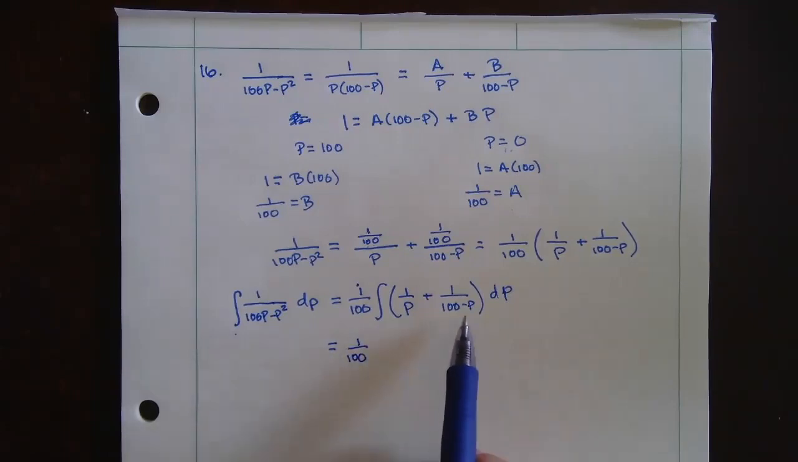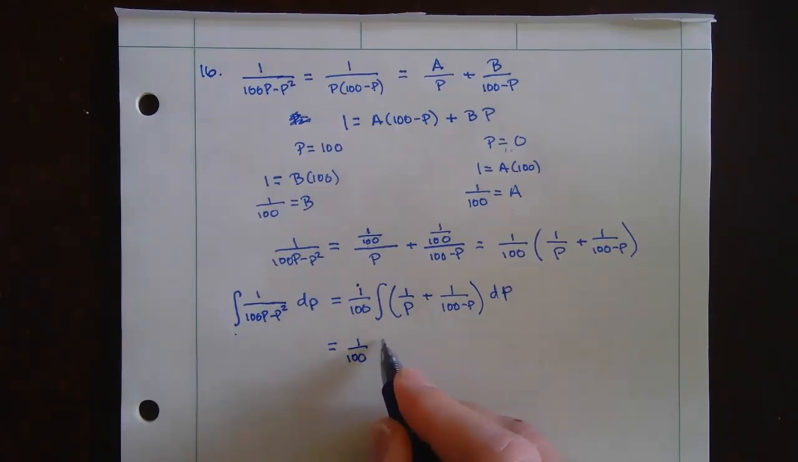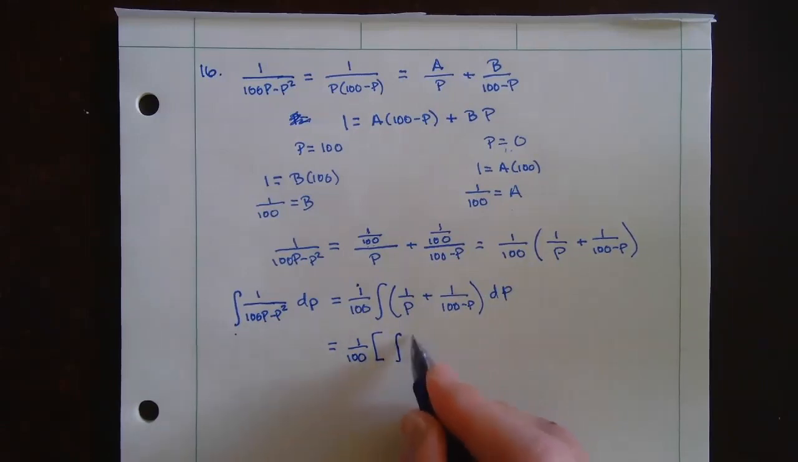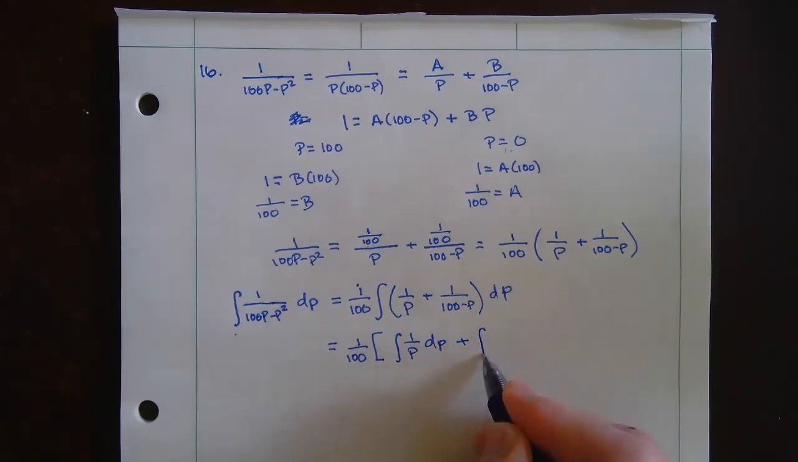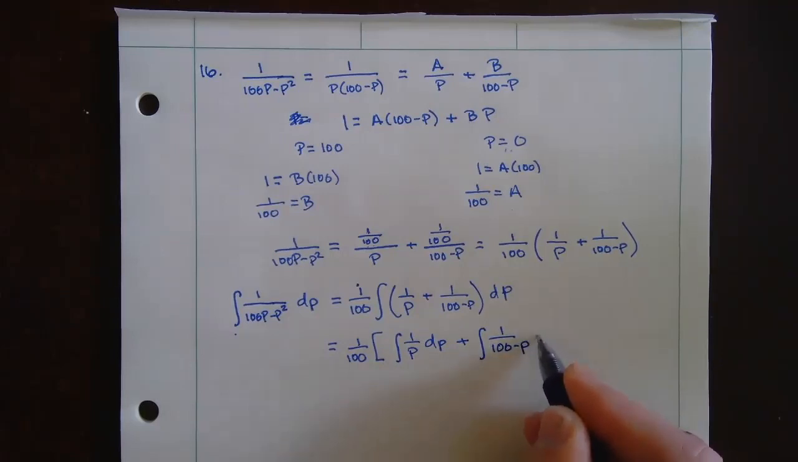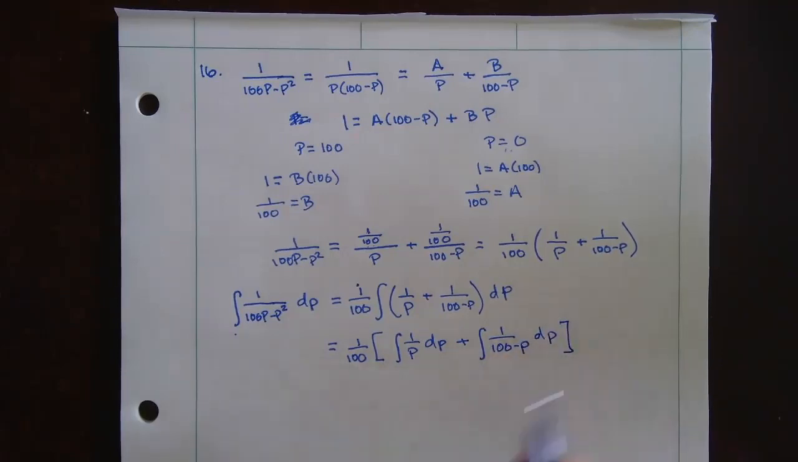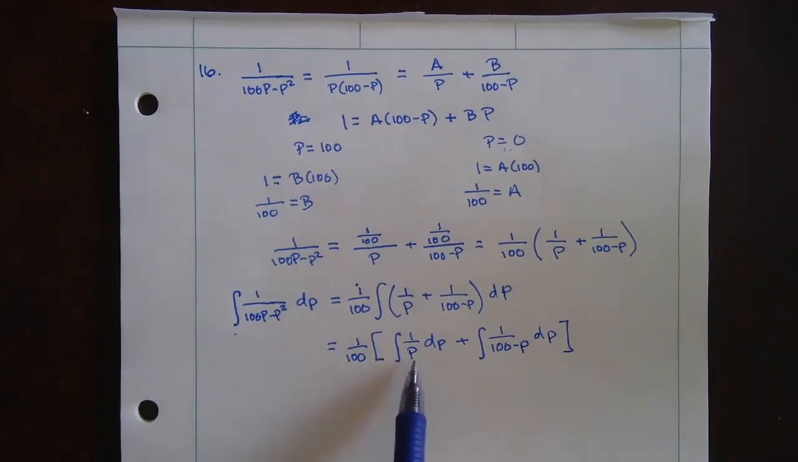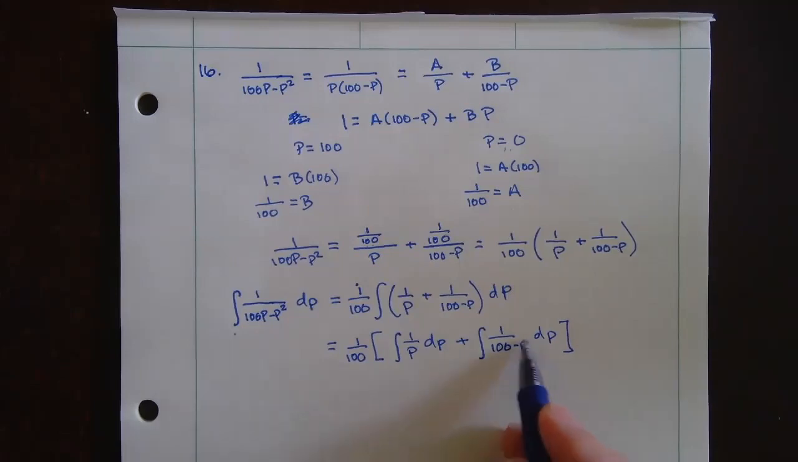Now I'm going to put a bracket here. I'm going to break this up. This would be the integral of 1 over P dP plus the integral of 1 over (100 minus P) dP. Okay, so we know that this one's going to be the natural log, right? And this one is also going to be natural log, but if we let u be this, then du would be negative dP, so we would need a negative dP. So this is going to change to minus, okay?